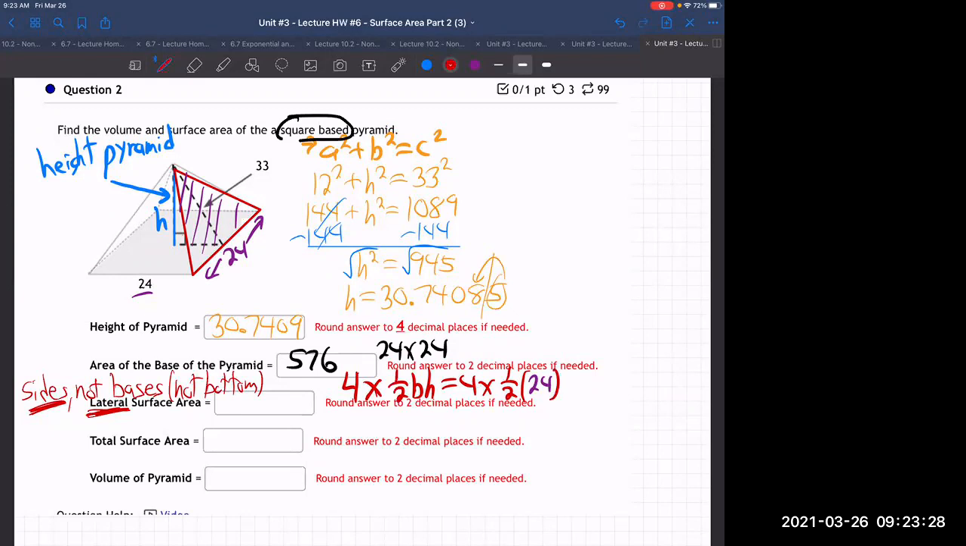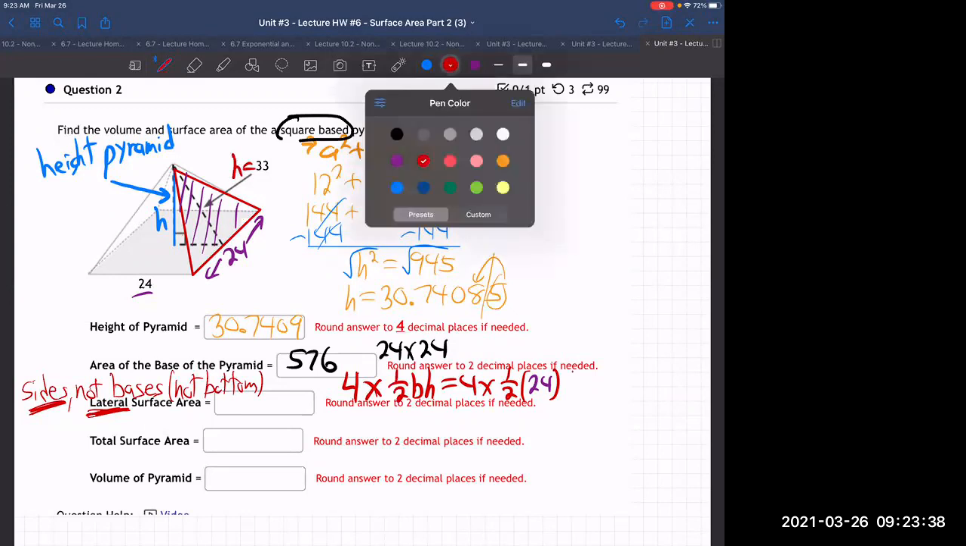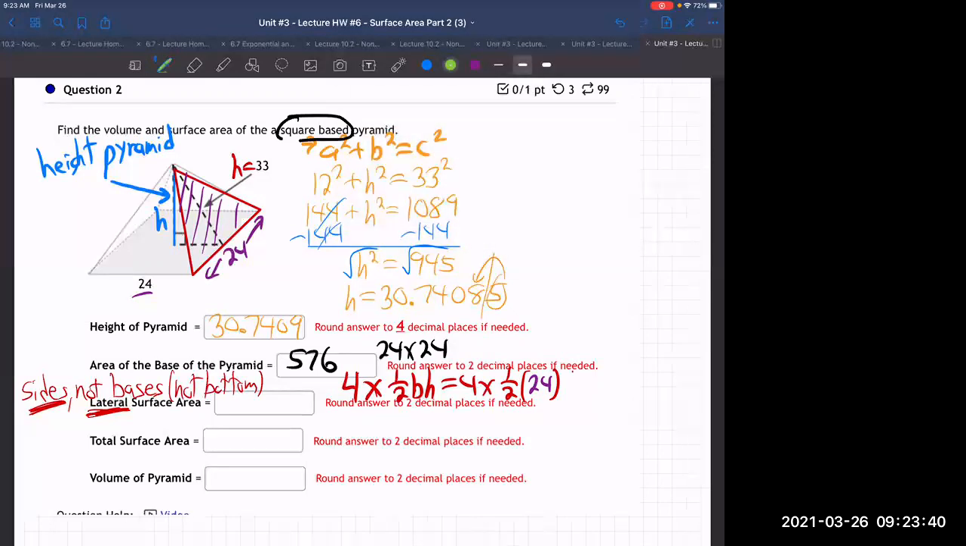Now, what's the height? Well, that is the 33. That is indeed the 33. Let me make that a clear color here. So the height is 33.